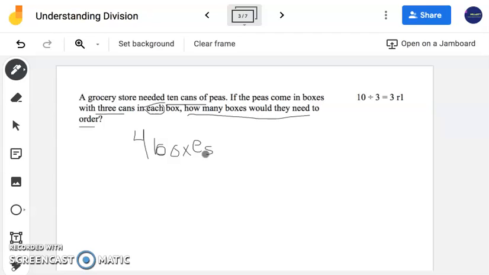So instead of ordering 3 boxes, in this problem, they need to order 4 boxes because my quotient and my remainder, we have 3 remainder 1. So that's telling me 3 boxes, but I still have 1 left over. So again, we have to make sure we're including that one that's left over by ordering an additional box. So if you wrote 3 boxes as your answer, you needed that information to help you determine this, but 3 boxes wouldn't be enough. We would want to have 4 boxes for this problem.